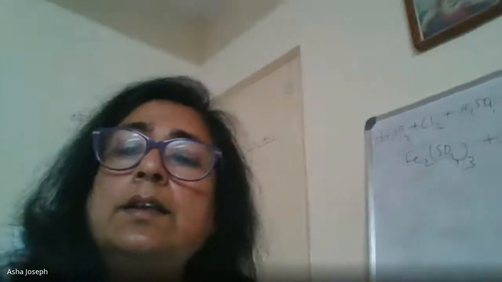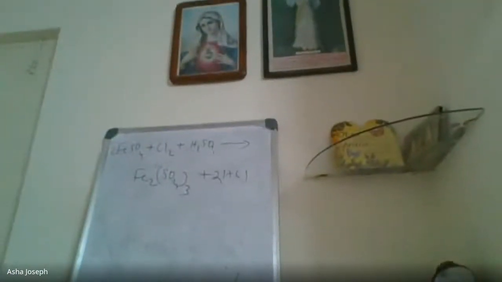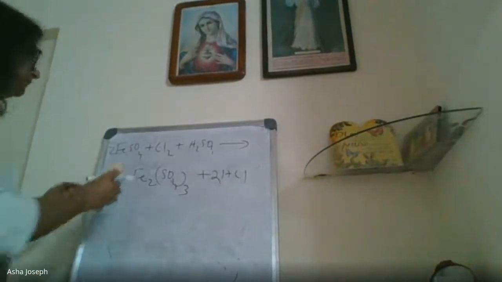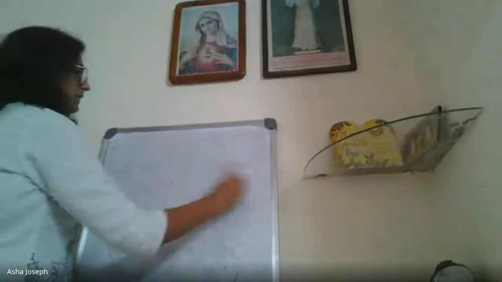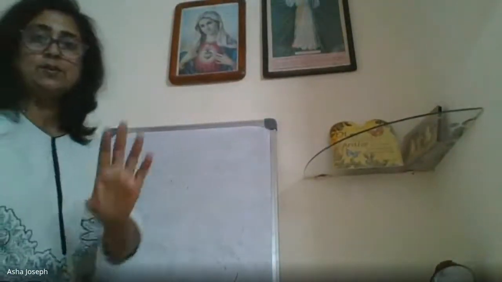Okay, children. Next one we will write. Abhishek learned. How is it? Abhishek? Done? Okay. So now the next one. The next ones are all with the chlorine water.